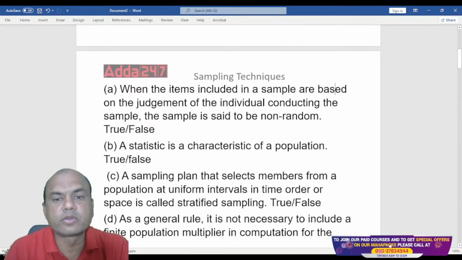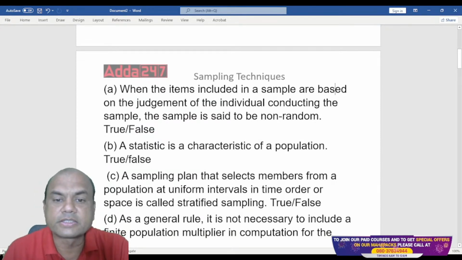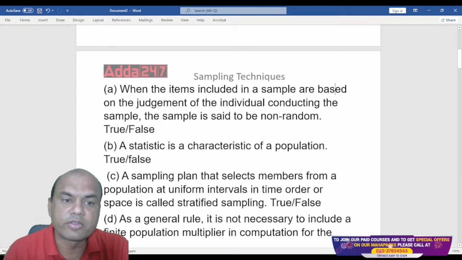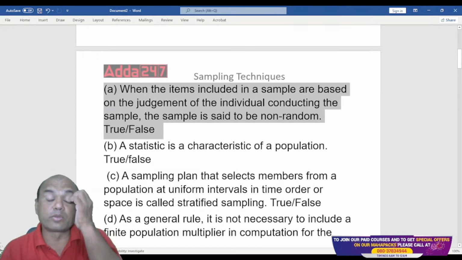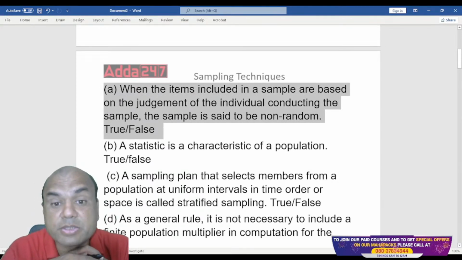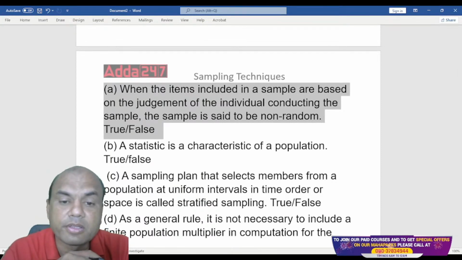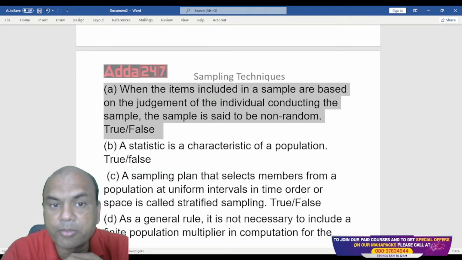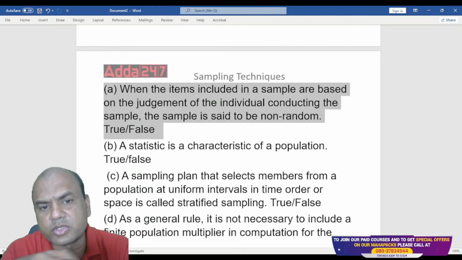When the items included in a sample are based on the judgment of the individual conducting the sample, the sample is said to be non-random. Is it true or false? We are talking of this A1 now. What do you say, guys? Type in the comment section true or false. I want the answer only in true or false.